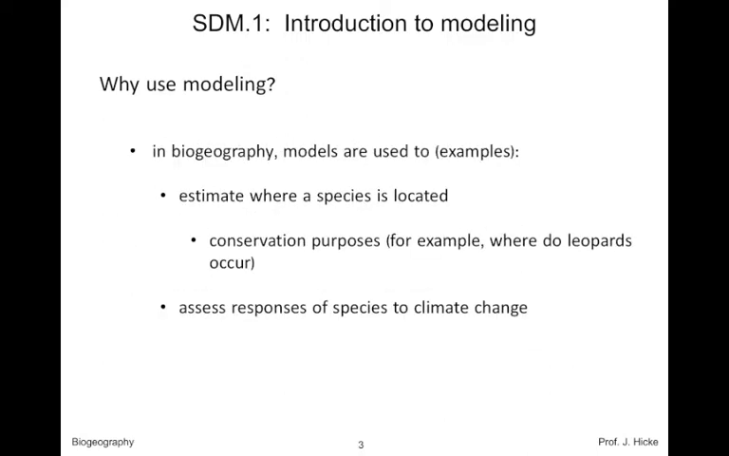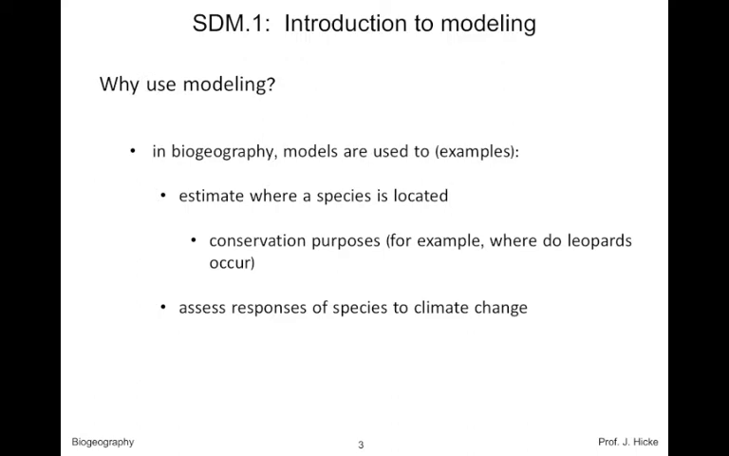In biogeography, I've given some examples already, but basically in biogeography models, and particularly species distribution models, are used in two ways or more. These are two examples. First way is to estimate where a species is located. Again, we can't sample all locations in space or time. And so for conservation purposes, for instance, if a species is endangered or threatened, we'd like to know where the species might be located so we can actually direct future field observational studies to survey those locations.